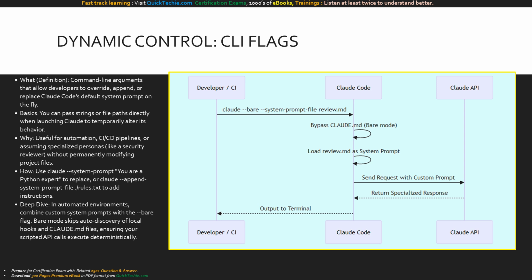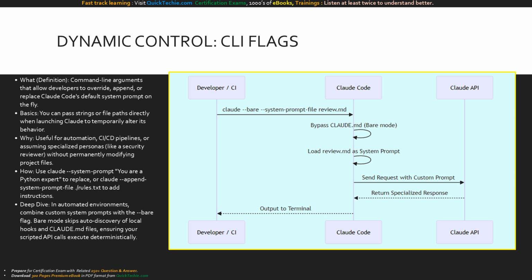Let's trace the sequence. The developer or CI pipeline executes the Claude command, passing the bare flag and a custom system prompt file. The CLI processes this by bypassing the standard Claude.md file, ensuring isolation. It then loads the custom review file as the absolute system prompt.